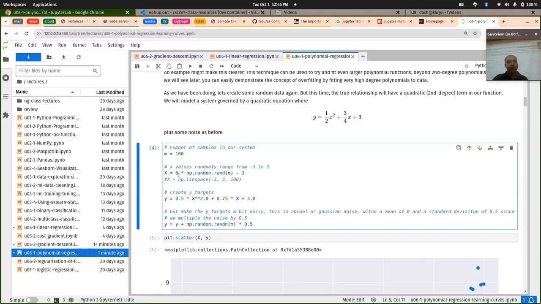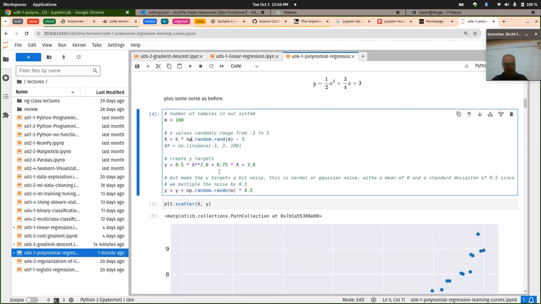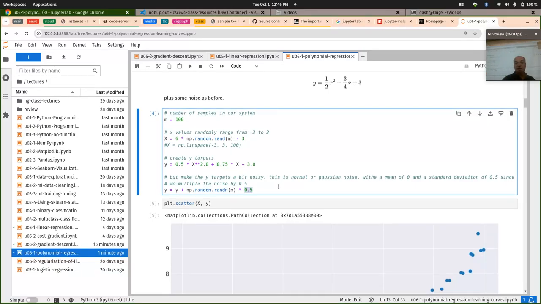Some noise with, actually, still with a standard deviation of 1. I'm sorry, yeah, right here is where we add in the noise. So with the standard deviation about a half. By multiplying by 0.5, we make the noise less than a standard deviation of 1 here.